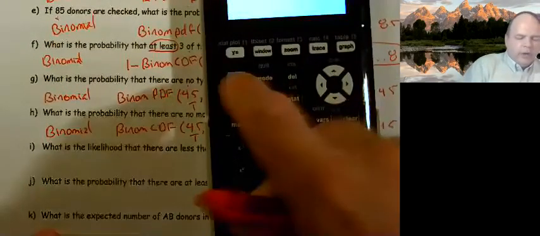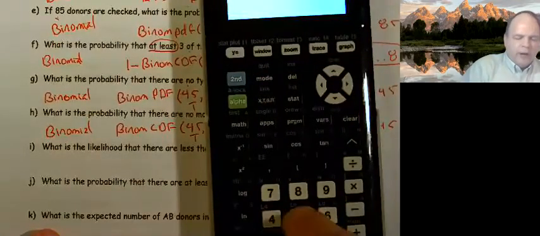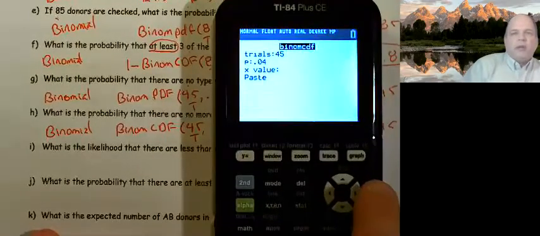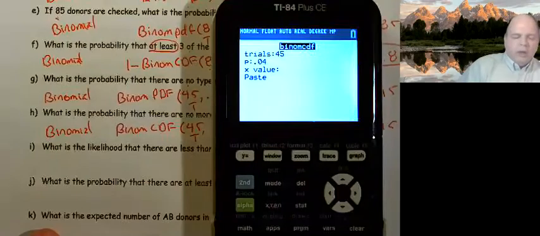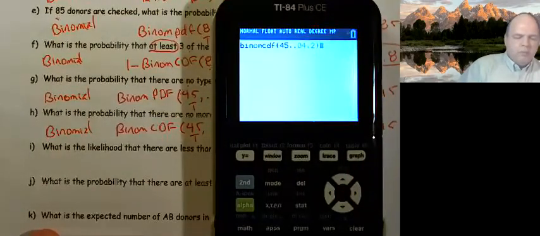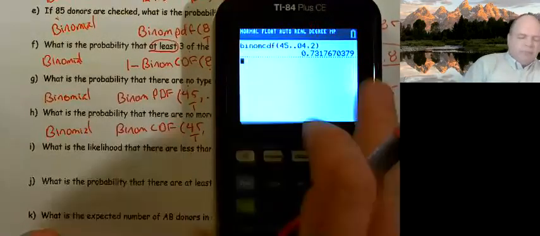All right, so 2nd VARS, binomial CDF, trials is 45, probability is 0.04. Of course, you can't see that now, sorry about that, 0.04, and our X value happens to be 2. So we end up with 0.7317.